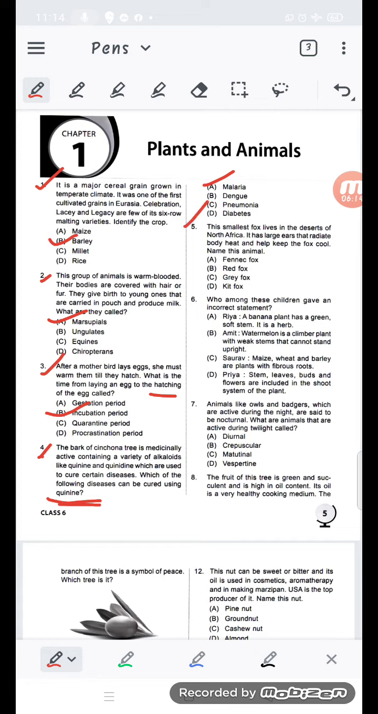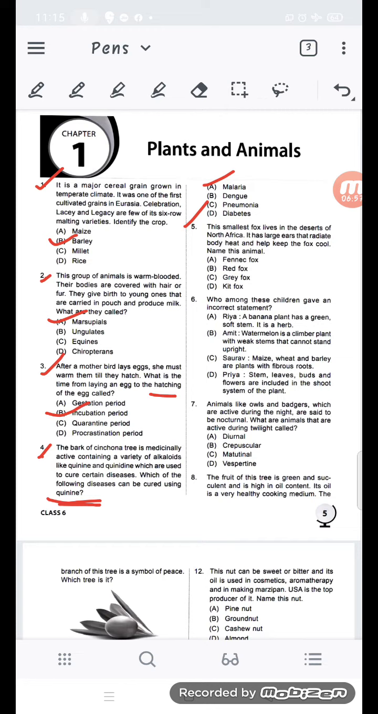Then coming to question number 5. The smallest fox lives in the desert. Okay, we are talking about the smallest fox. The smallest fox lives in a desert of North Africa. It has large ears that radiate body heat and help keep the fox cool. Name the animal.